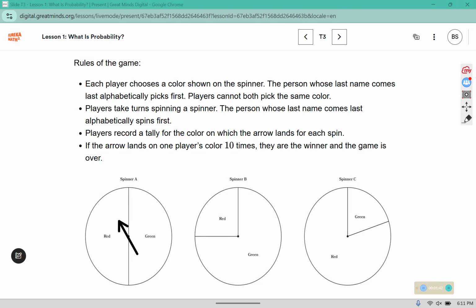Do you think that both players will have an equally likely chance of winning? If you look at spinner A, the red and green both take up the same amount of space in the spinner. But in spinner B, the green takes up more space than the red. Who do you think is more likely to win? The person who chooses green or the person who chooses red?